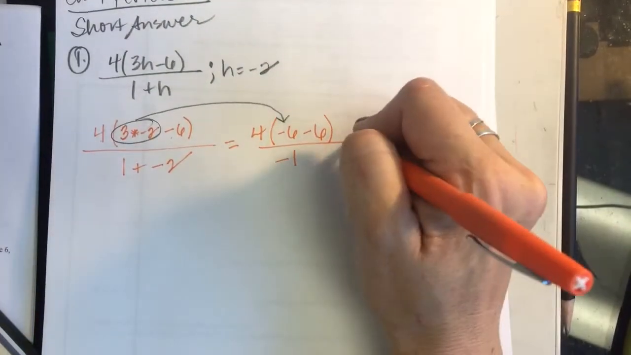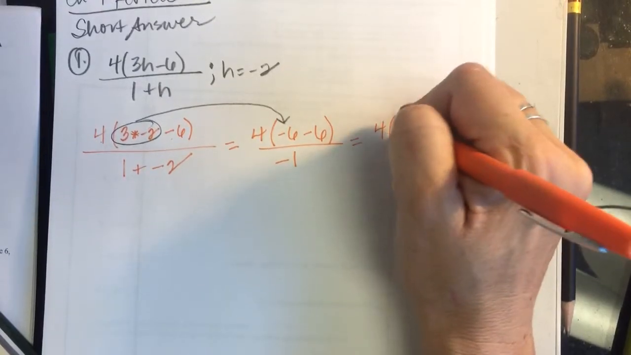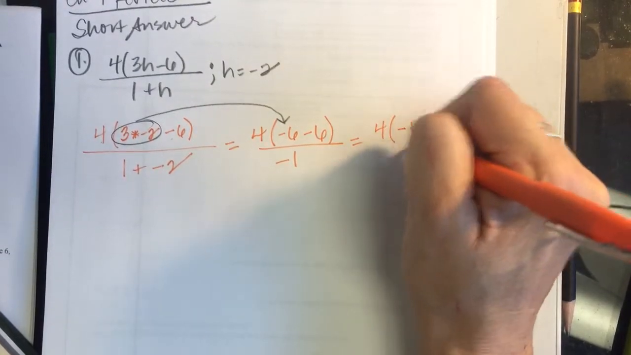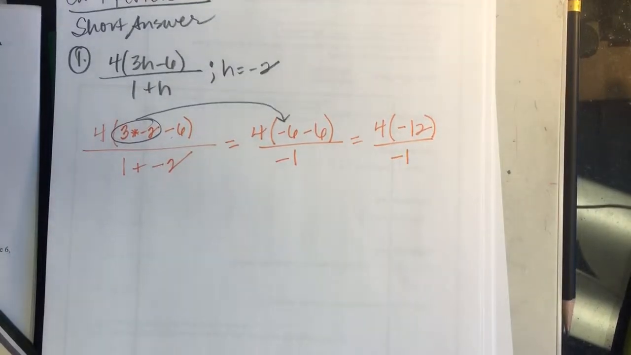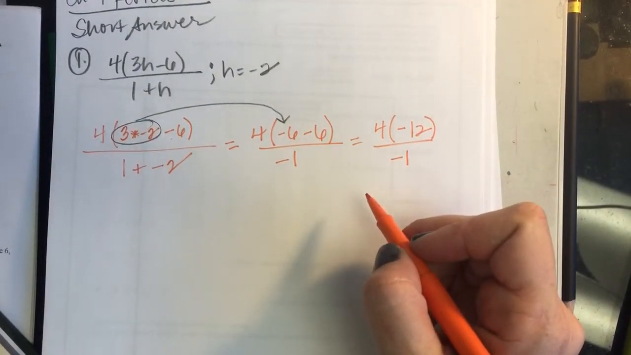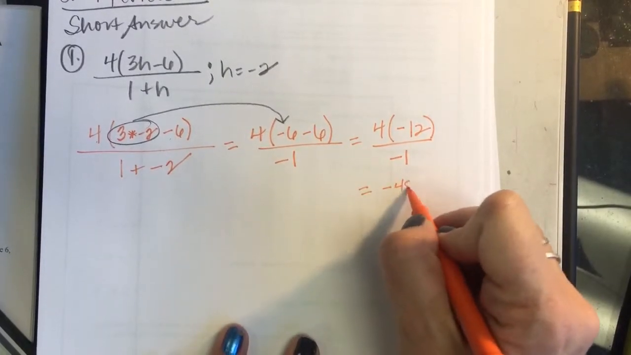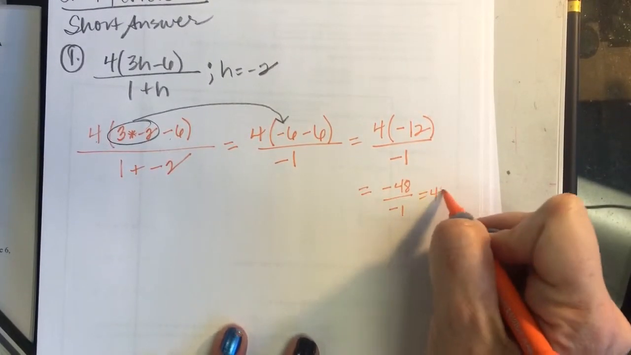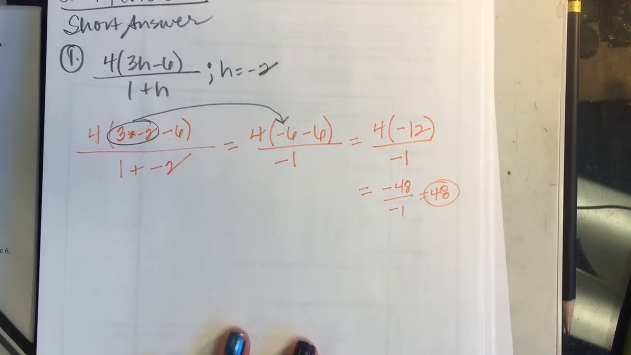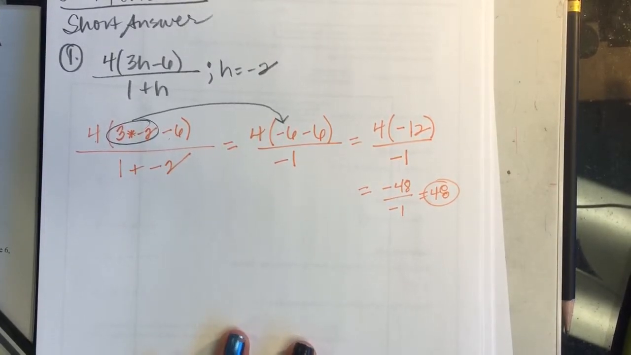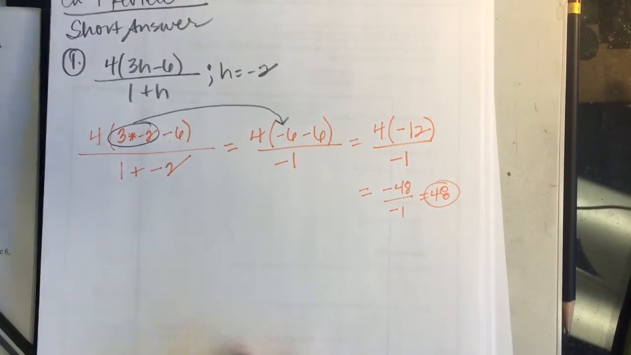I'm going to come over here. 4 times -12 divided by -1. 4 times -12 is -48. Divided by -1 is where I came up with +48. So plugging in -2 for h. That was in 2 places.